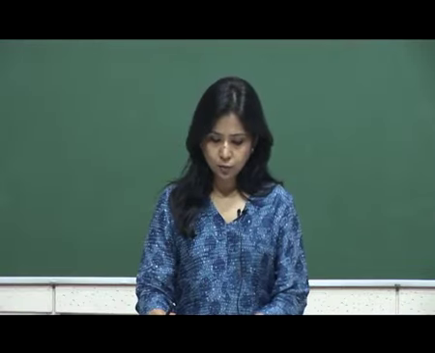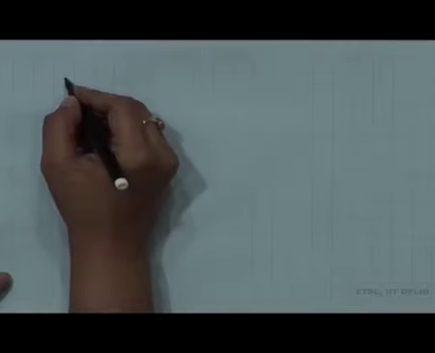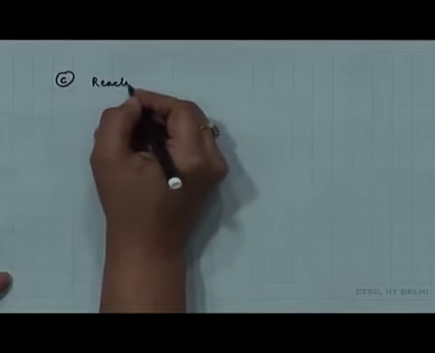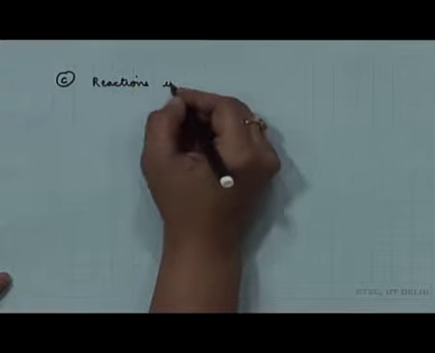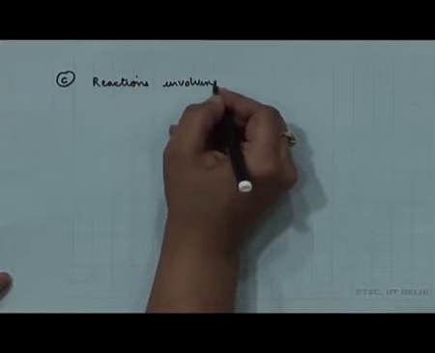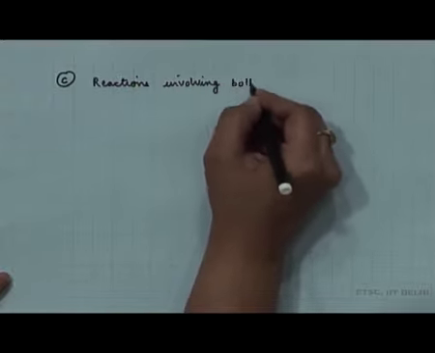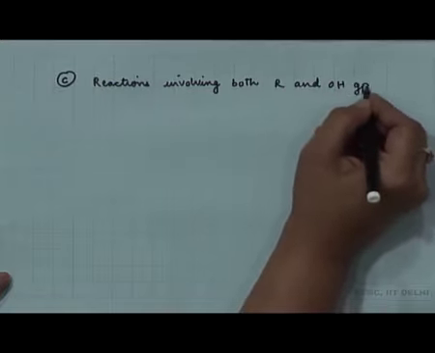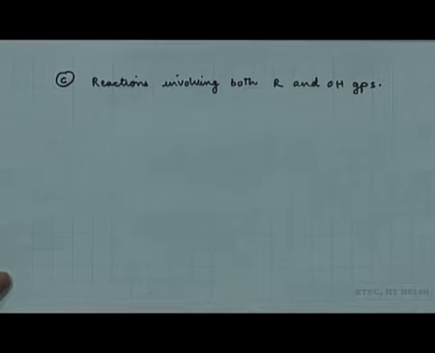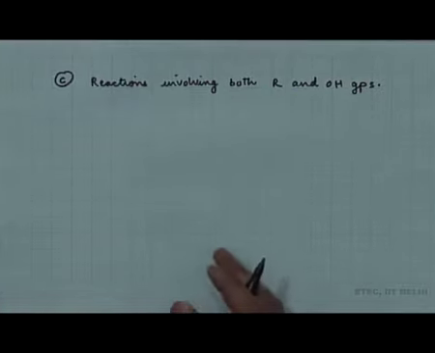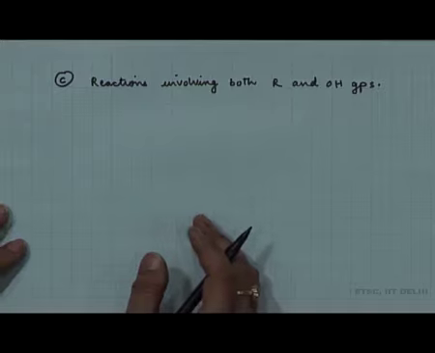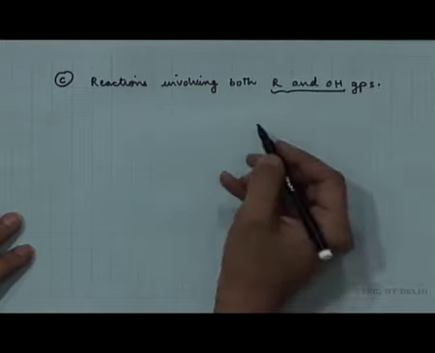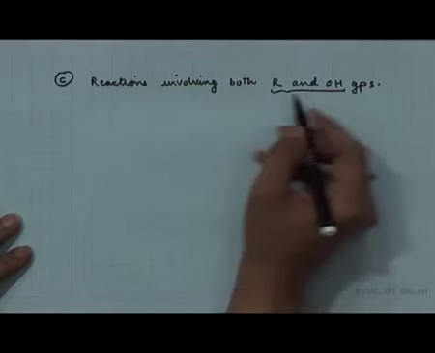Okay, so now we move on to the third type of reaction, in which we have reactions involving both the alkyl and the OH groups. So far what we have studied is, if it is only the OH bond breaking, hydrogen is getting substituted, or the entire OH functionality is getting substituted. Now we will deal with reactions, the third type, in which both the alkyl and the OH groups are involved.